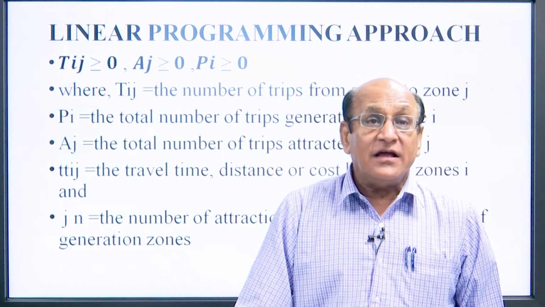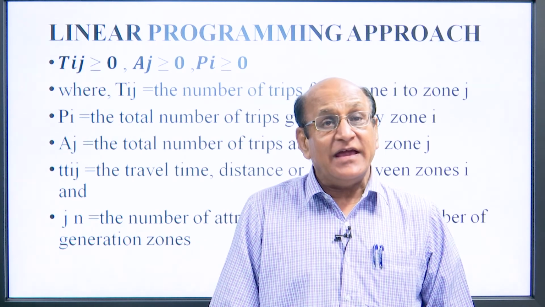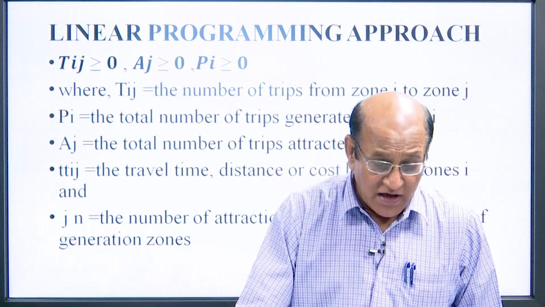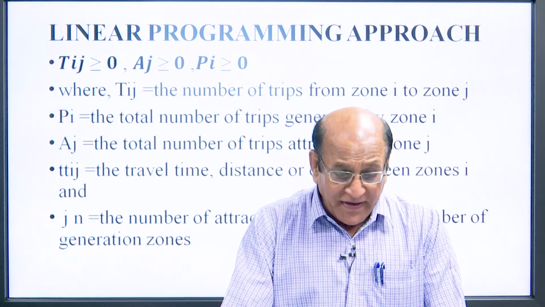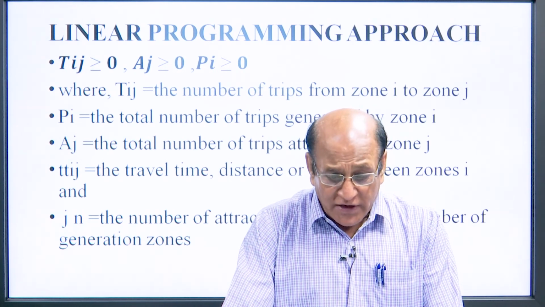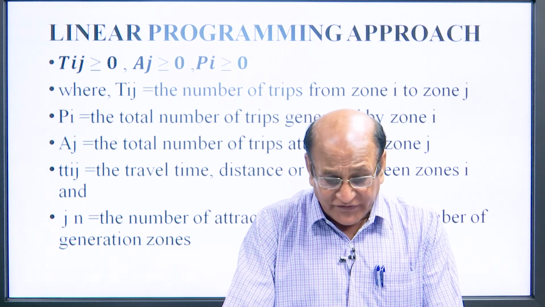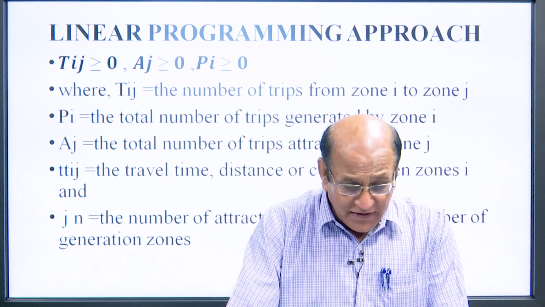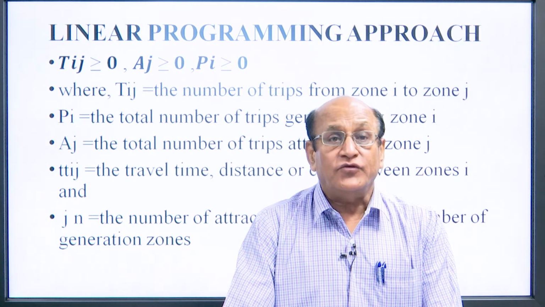So, T_ij is more than or equal to 0, A_j is more than or equal to 0, P_i is more than or equal to 0, where T_ij is the number of trips from zone i to zone j, P_i is the number of trips generated by zone i, A_j is the total number of trips attracted to zone j, t_ij is the travel time, distance or cost between zone i and zone j, and n is the number of attraction zones and m is the number of generation zones.